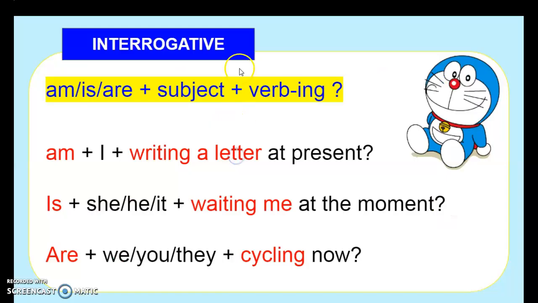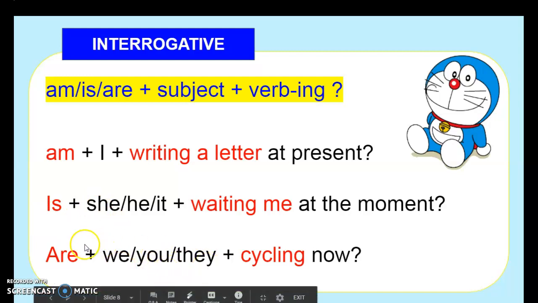Okay, next. And we go to the interrogative. Interrogative atau question. Am, is, are. To be-nya am, is, are, plus subject, plus verb ing. Okay. Remember tadi ya. Subject I, am; she, he, it, is; we, you, they, are.